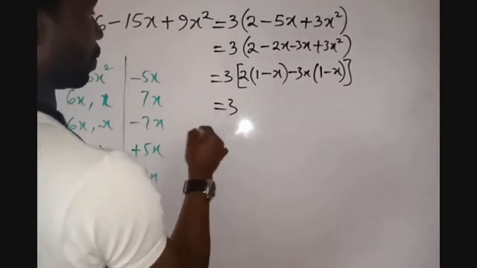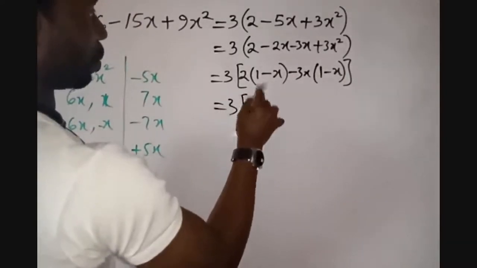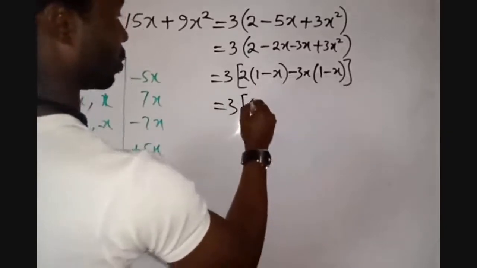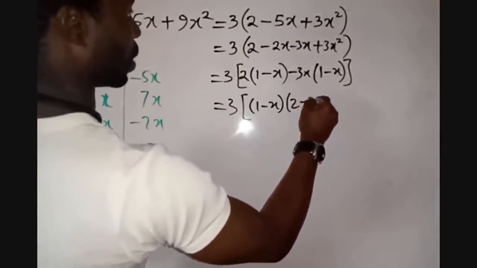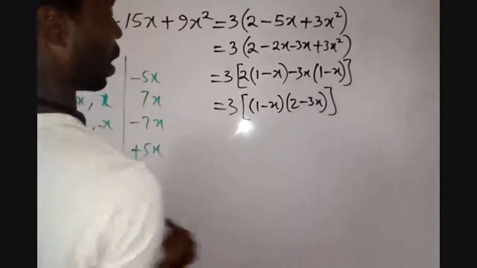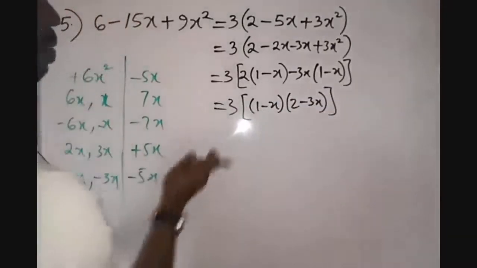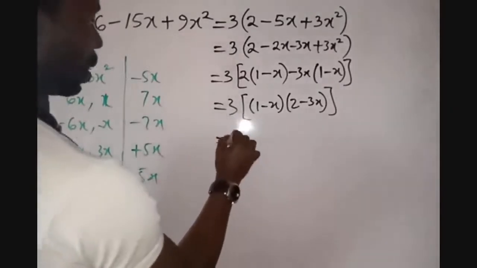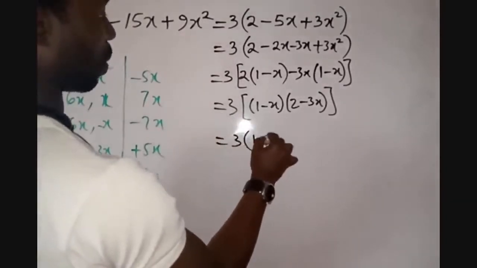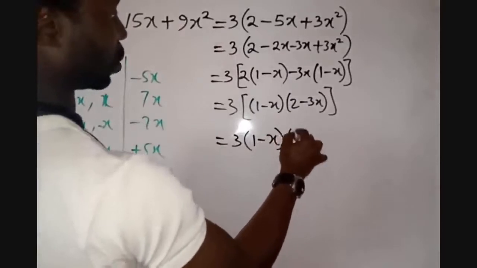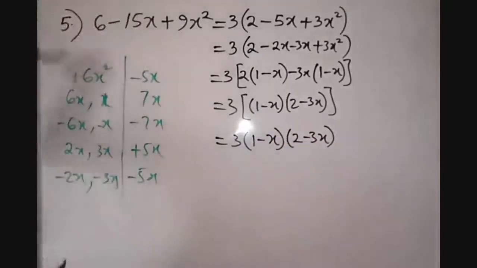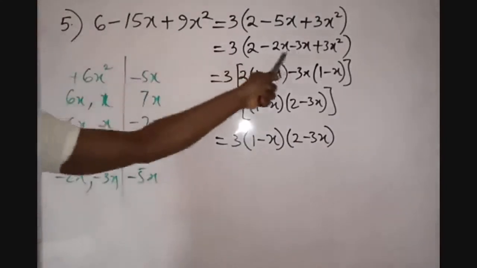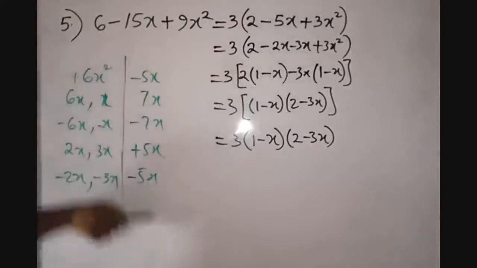All right, so right here I have 3, and this side and this side are the same. So I have 1 minus x, and I have 2 minus 3x left. And that is just my answer. If I like, I can remove this one, and I just have 3 into 1 minus x into 2 minus 3x. And that is it. So you must know how to do this. With constant practice, you'll be able to fix this without having to do all of this.